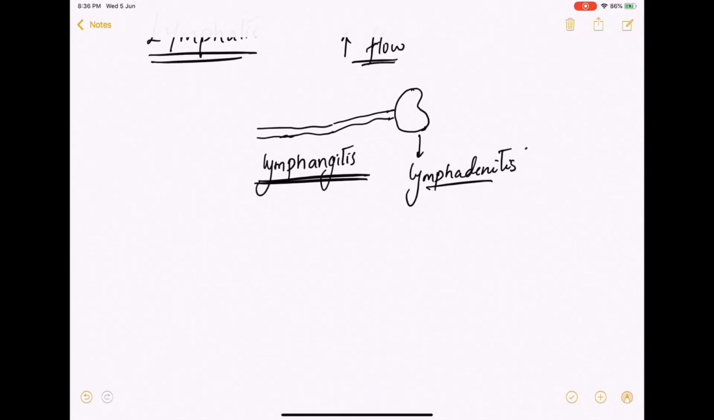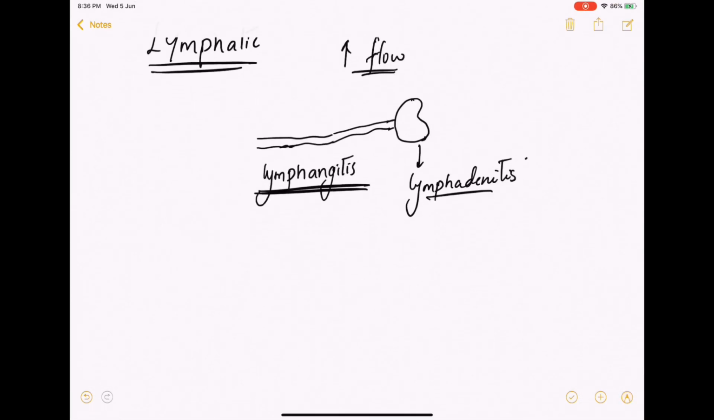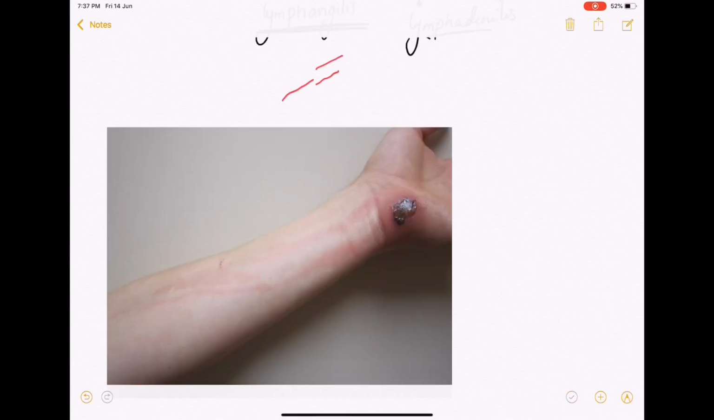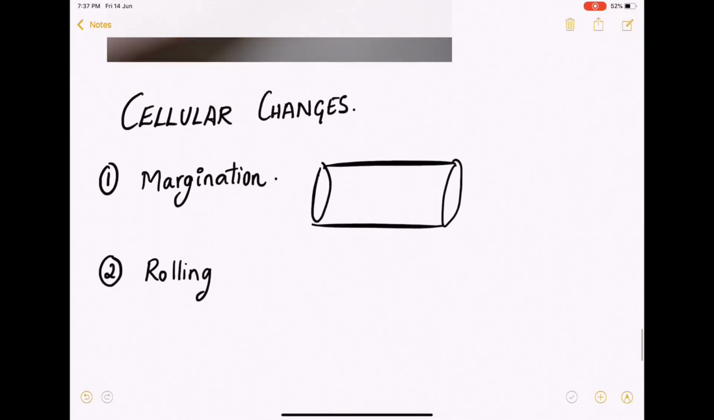When there is lymphangitis, it is seen as clear red streaks on the skin near the inflammatory region, and it is almost very diagnostic for lymphangitis. Okay, so this is how the red streaks look. Next, we will see the cellular changes.